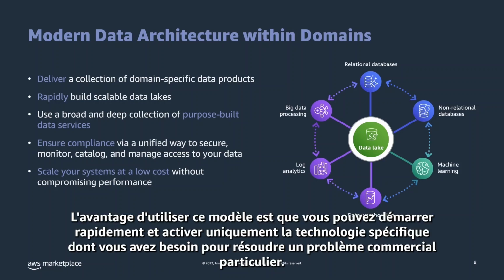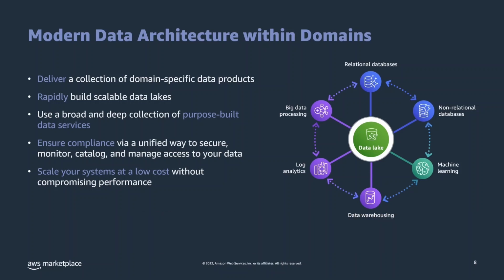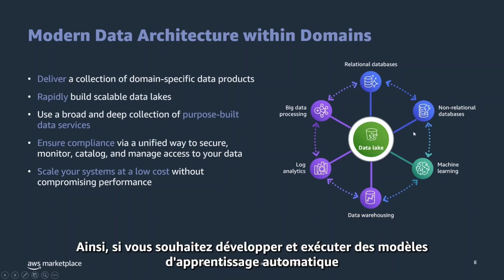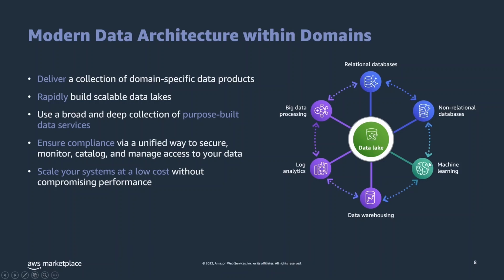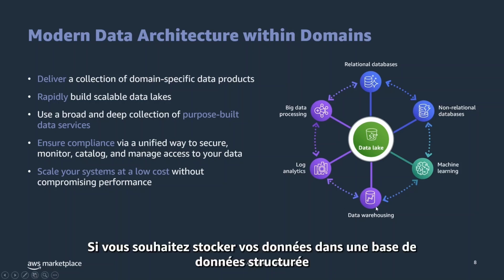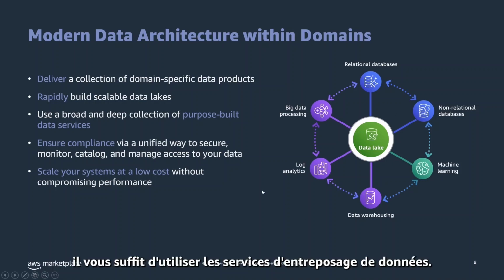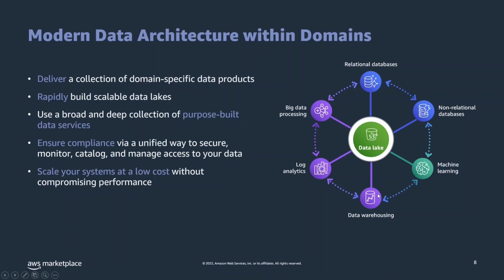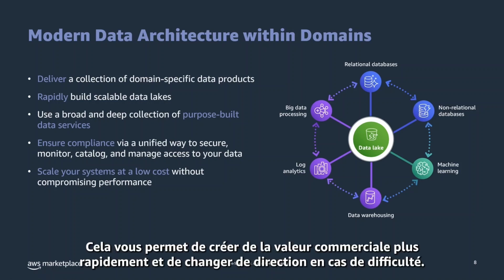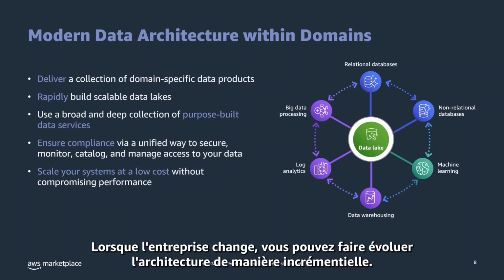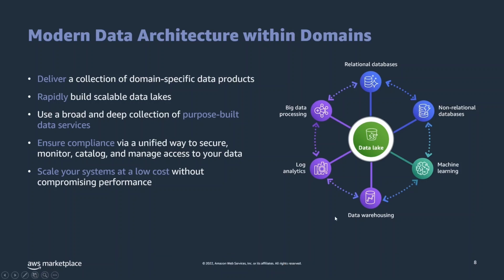The benefit of using this pattern is that you can get started quickly and can enable only specific technology you need to solve a particular business problem. So, if you want to develop and run machine learning models on top of your data, just use the machine learning services. If you want to store your data in a structured database and build a data warehouse, just use the data warehousing services. This allows you to drive business value quicker and steer to alternate direction in times of adversity. When the business changes, you can evolve the architecture incrementally.